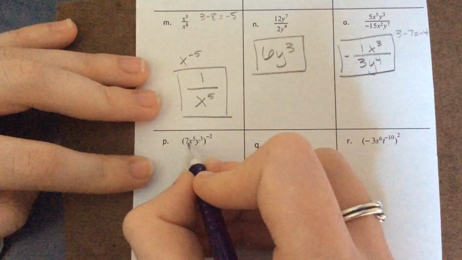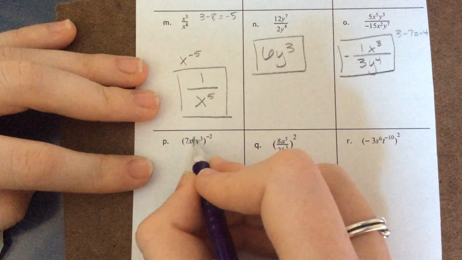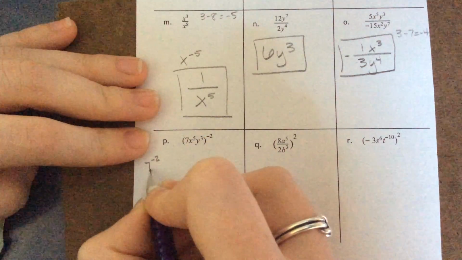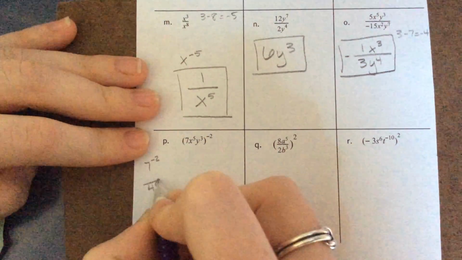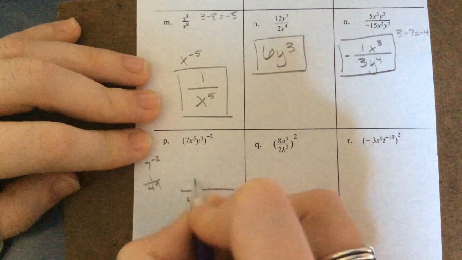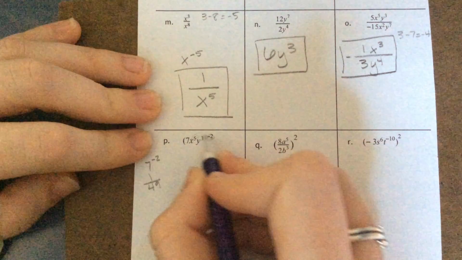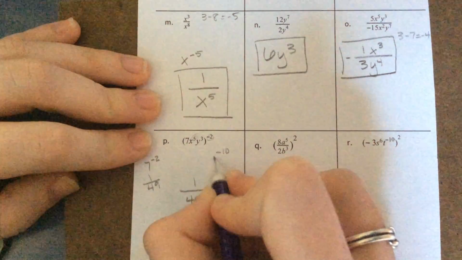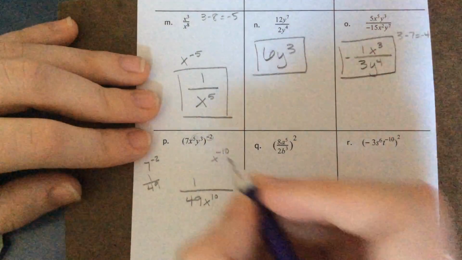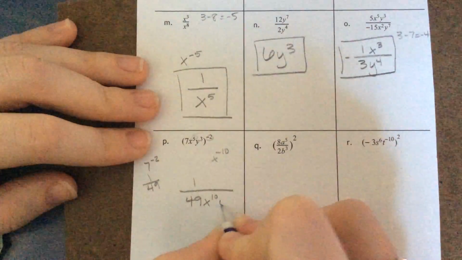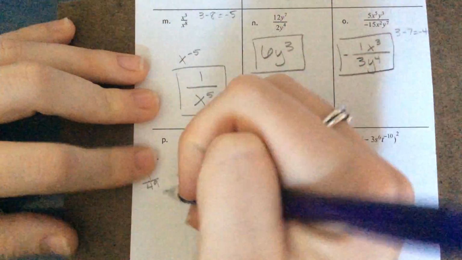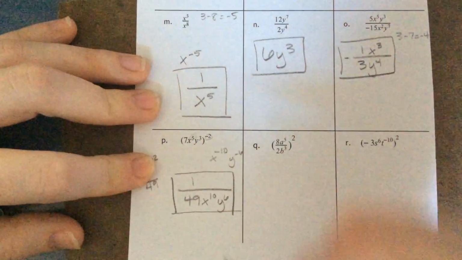This one, we have 7x to the 5th y cubed raised to the negative 2nd. So this means 7 to the negative 2nd is 7 squared, which is 49, but as a fraction, 1 over 49. So the 49 is going in the denominator, the 1 is going on top. Then you're multiplying your exponent, so negative 2 times 5 is a negative 10, so that's an x to the negative 10th. We'll change it to a positive and put it in the denominator. And then negative 2 times 3 is y to the negative 6th. And we'll put that y to the 6th in the denominator.